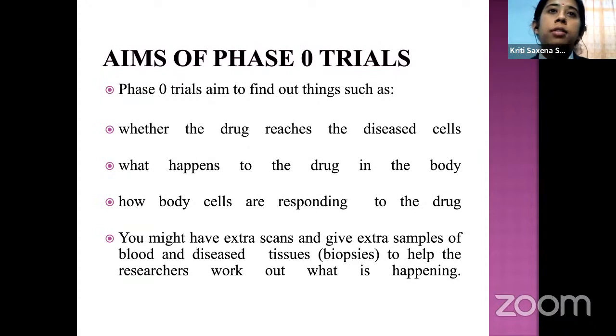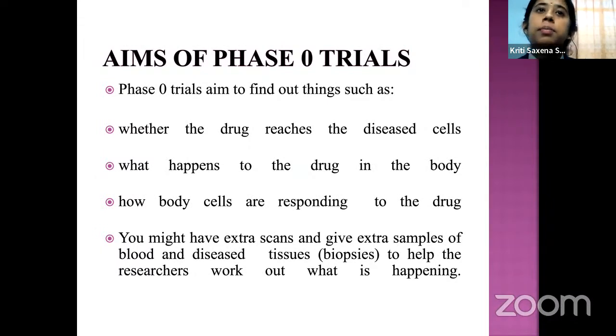The major aim of phase 0 trials is to find out whether the drug reaches the disease cell, because whenever we consume a drug, it is not 100% reaching your target site. For example, if you are having a liver problem and you get a hepatoprotective agent, it does not 100% reach your liver. It gets into your GIT. If you are taking it by oral route, it gets absorbed, distributed, and when it reaches systemic circulation, that is your blood circulation, the drug gets distributed throughout your body, and only a fixed proportion of the drug will reach your disease cells.